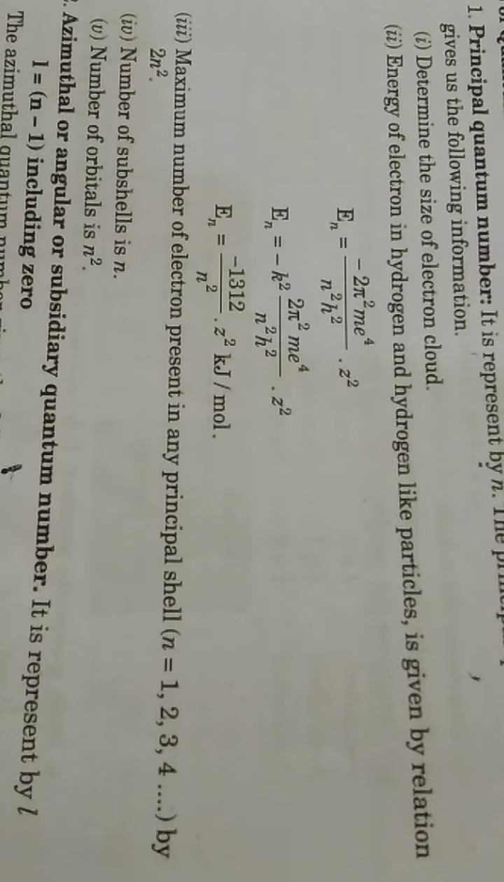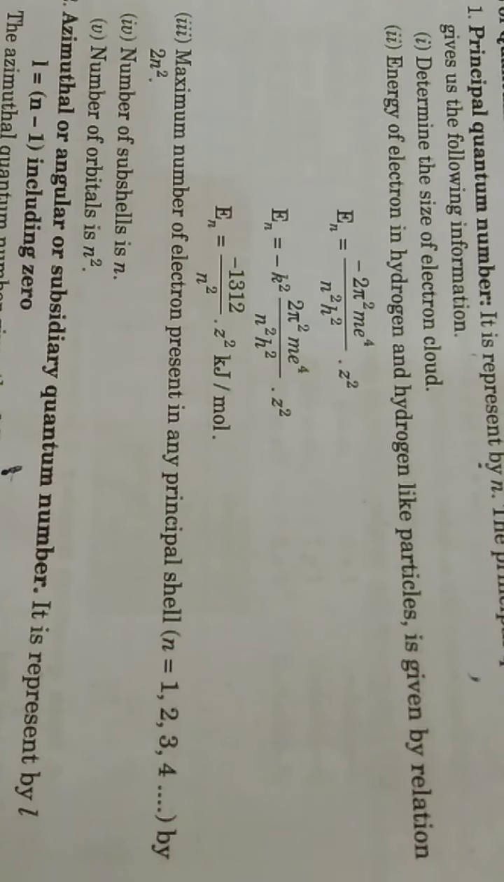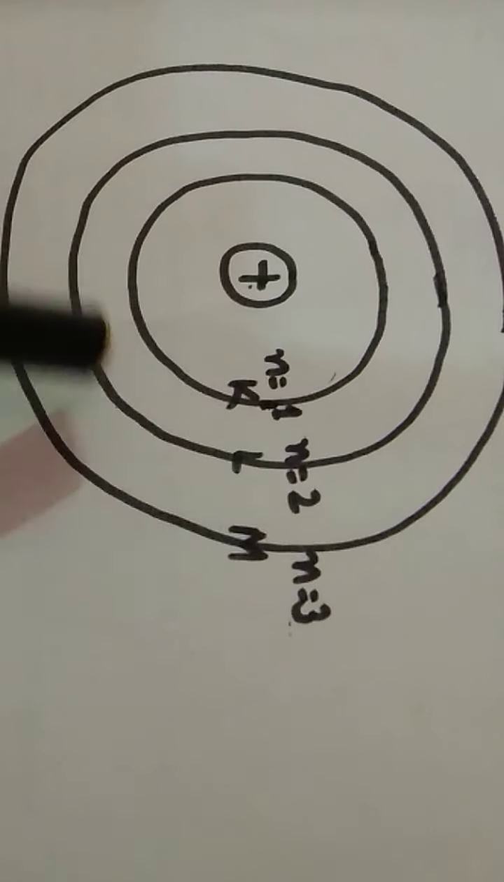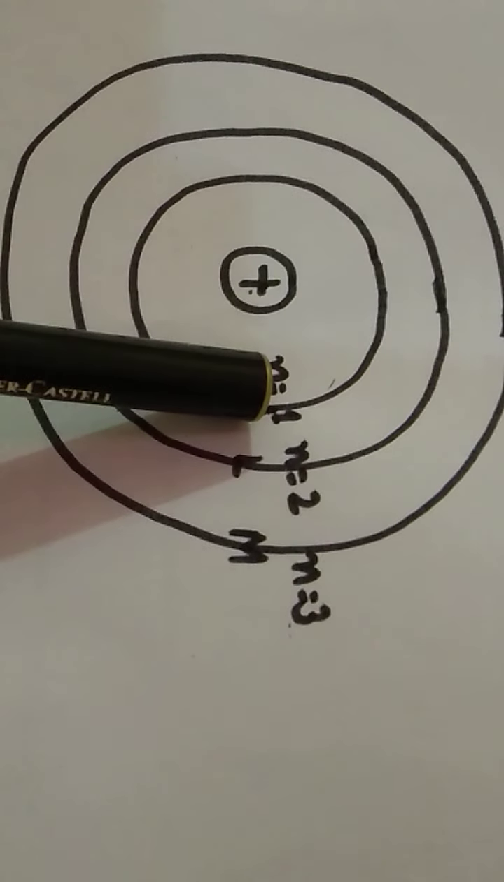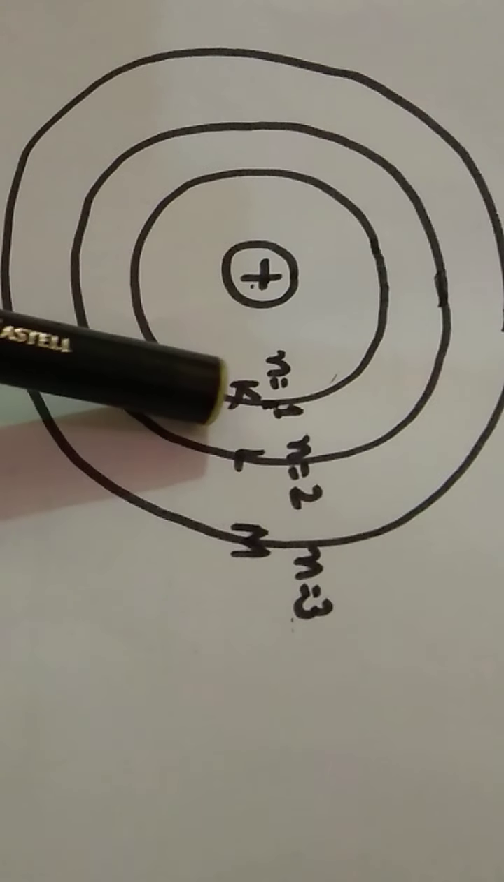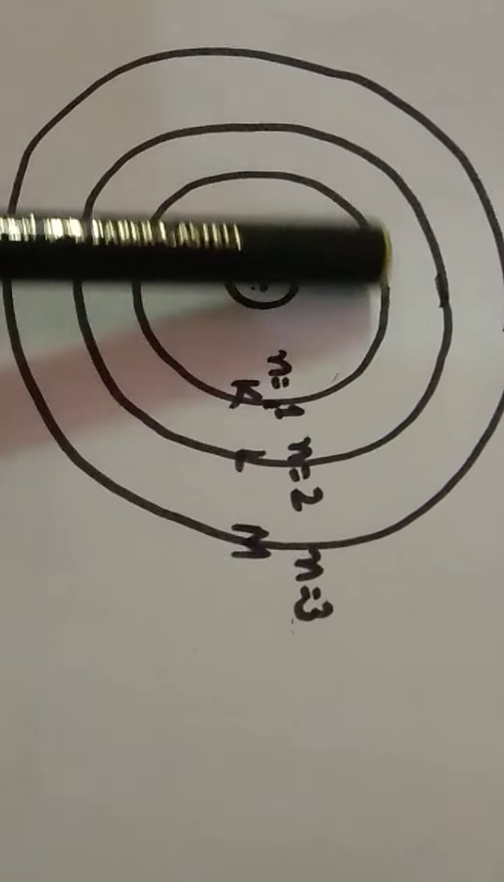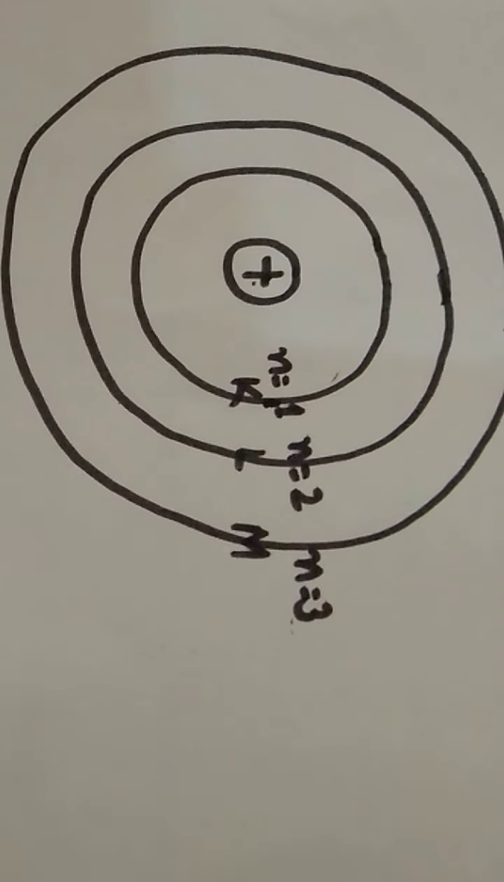Now next, maximum number of electrons present in a principal shell. It will tell you, children, what is the maximum number of electrons that can be accommodated in the first shell. ये आपको बताएगा कि जो फर्स्ट शेल है उसमें कितने मैक्सिमम नंबर ऑफ इलेक्ट्रॉन्स आ सकते हैं. इस पहली शेल में कितने मैक्सिमम नंबर ऑफ इलेक्ट्रॉन्स it can accommodate.